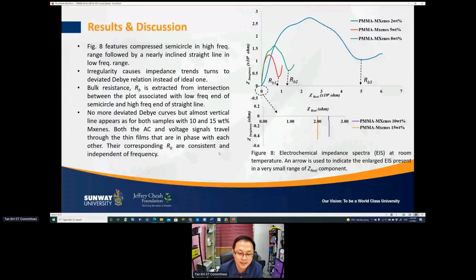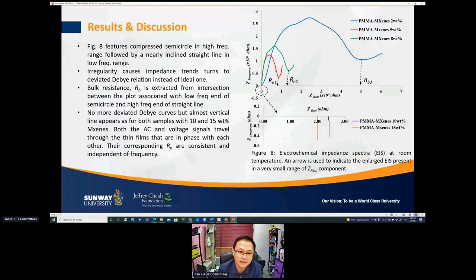So we use EIS, electrochemical impedance spectroscopy, to get this Nyquist plot. We call it a Nyquist plot, where we have imaginary and real components, as you can see. So we will have a semicircle, a compressed semicircle in general, followed by an inclined line at the lower frequency range, but only for the nanocomposite with 2 weight percent all the way up to 8 weight percent of MICNC, showing this kind of trend.